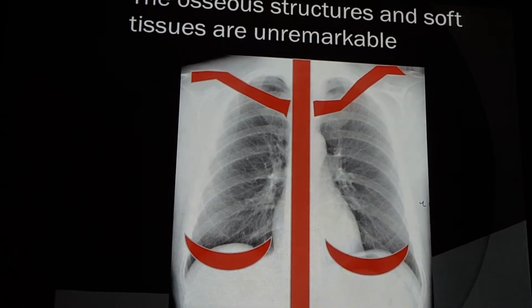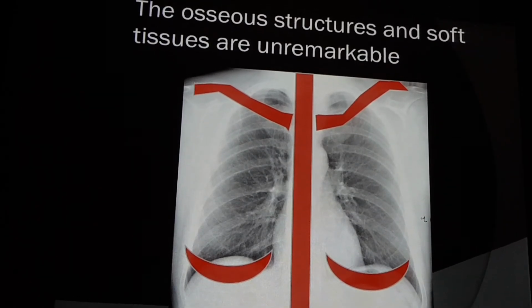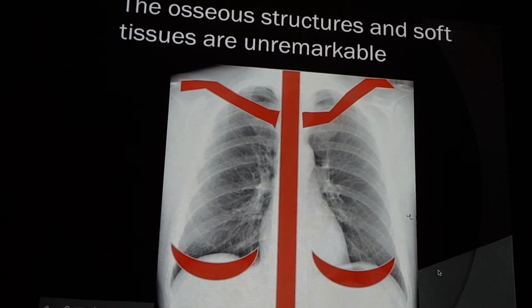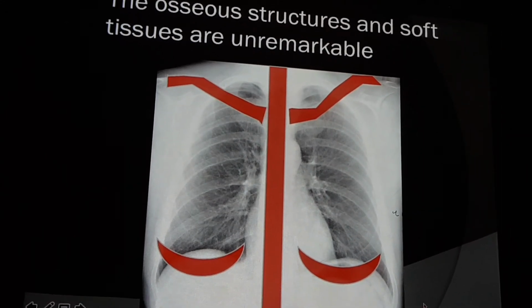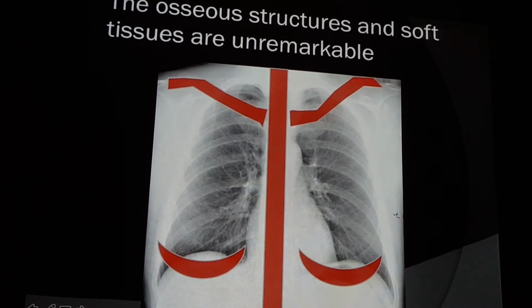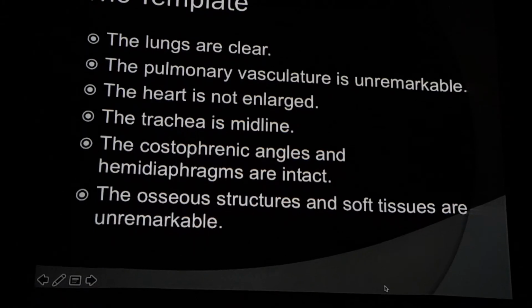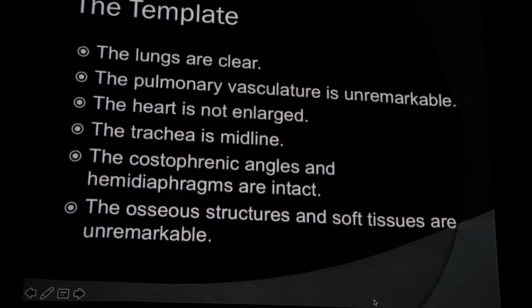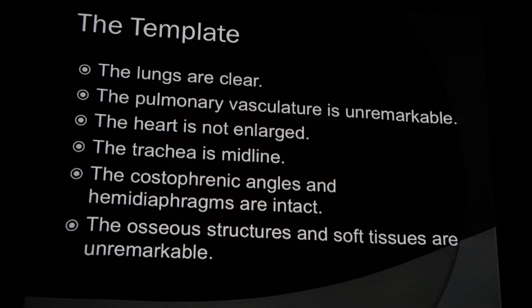And interestingly enough, for some patients, particularly females, don't forget to look at the breasts, because you might not know that your patient is already status post-mastectomy. So that's why it can be missed if you are not yet experienced. So, when I say the lungs are clear, pulmonary vasculature is unremarkable, heart is not enlarged, trachea is midline.